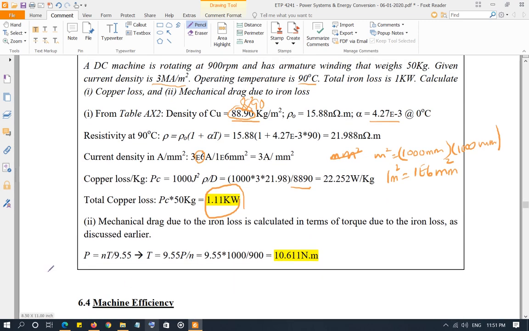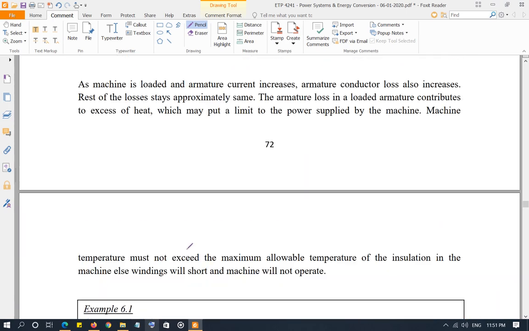And the formula of power in terms of torque is this. So you calculate torque from there. P is the iron loss, N is the rotation per minute, and from that it turns out that the mechanical drag due to the iron loss is 10.611 Newton meter, which is the torque due to the iron loss.